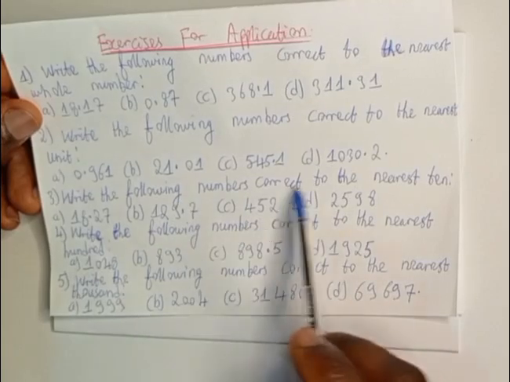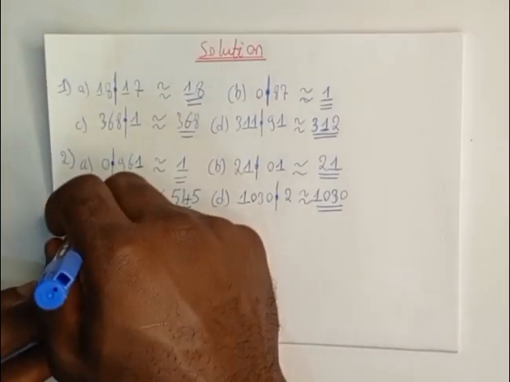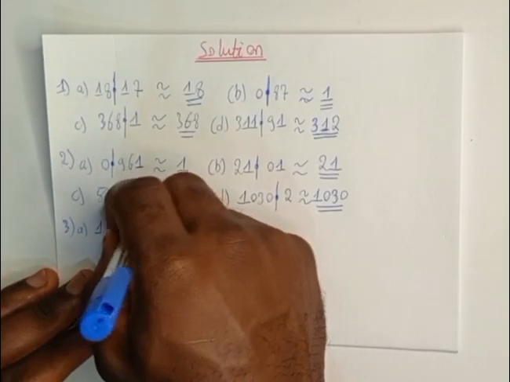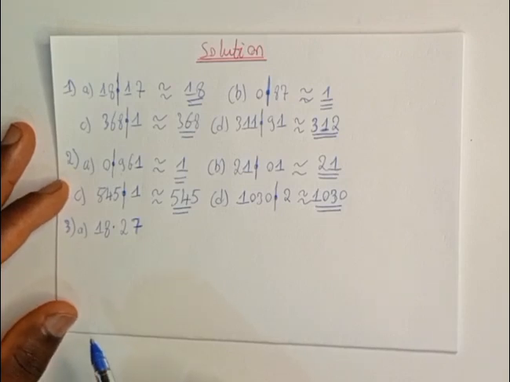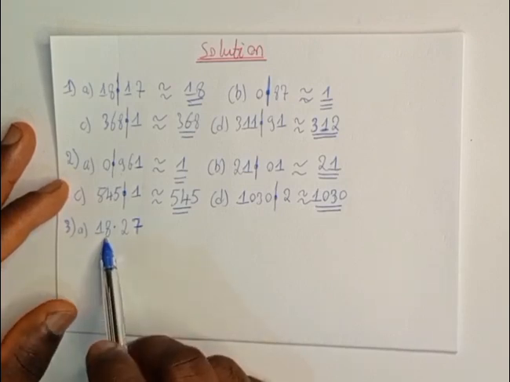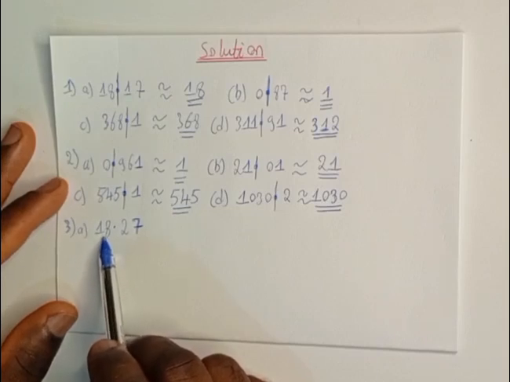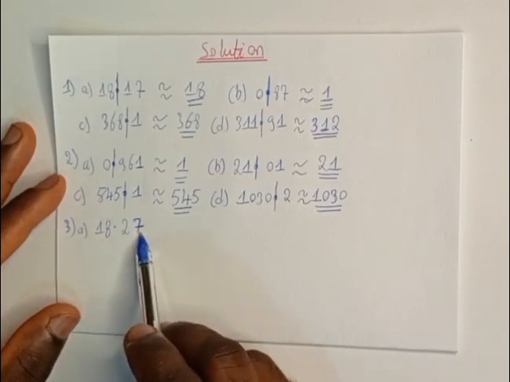Question 3. Write the following numbers correct to the nearest 10. For A, we have 18.27. To the nearest 10 simply means we have to eliminate the units and fractional parts, if in case they are fractional parts. Identifying the place value for tens, this is units. This is tens. We have to eliminate from the units down and the fractional part.